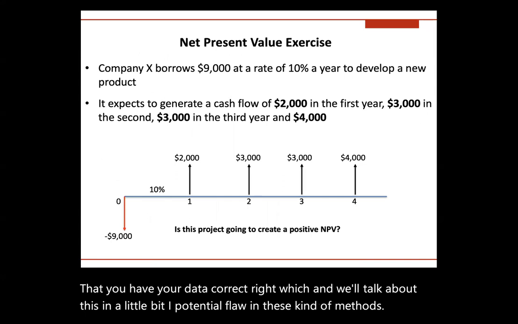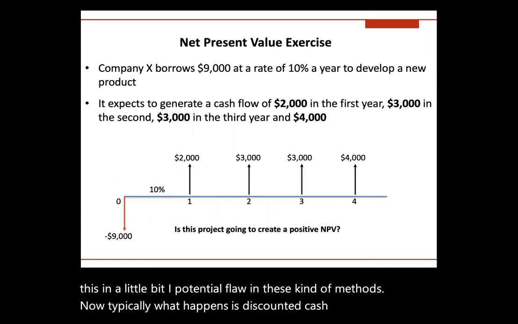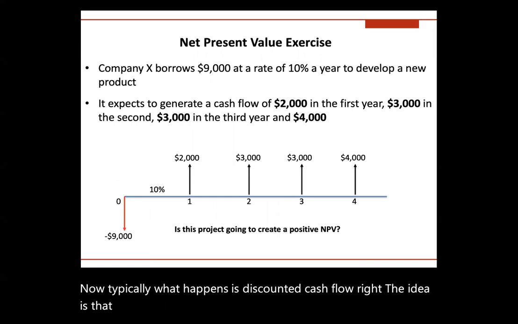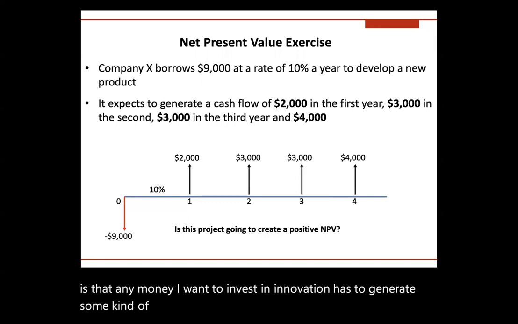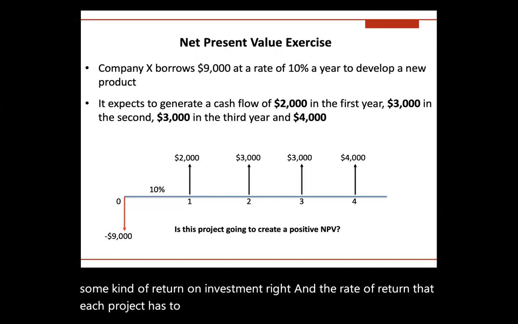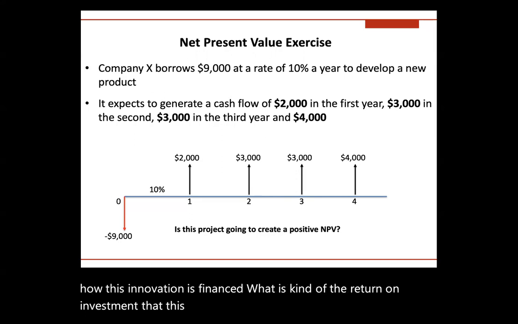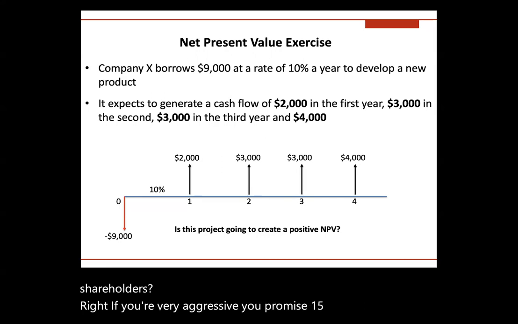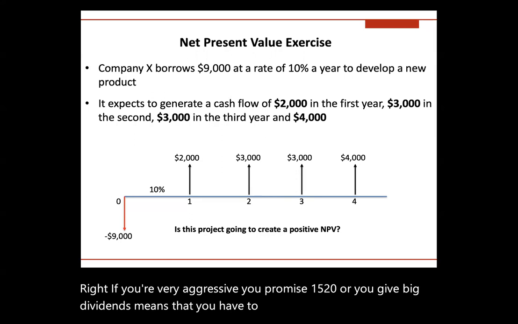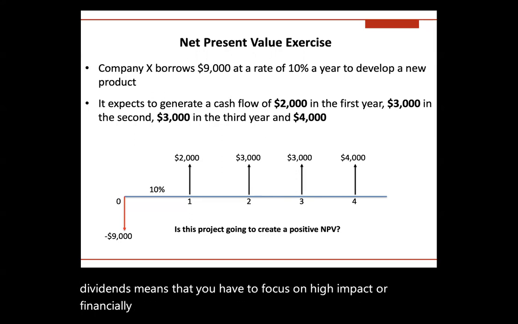Now, typically what happens is discounted cash flow, right? The idea is that any money I want to invest in an innovation has to generate some kind of return on investment, right? And the rate of return that each project has to generate depends on the company, right? It depends on how this innovation is financed, what is the return on investment that this company has promised shareholders, right? If you're very aggressive, you promise 15, 20%, or you give big dividends, it means that you have to focus on high impact or financially high impact projects.